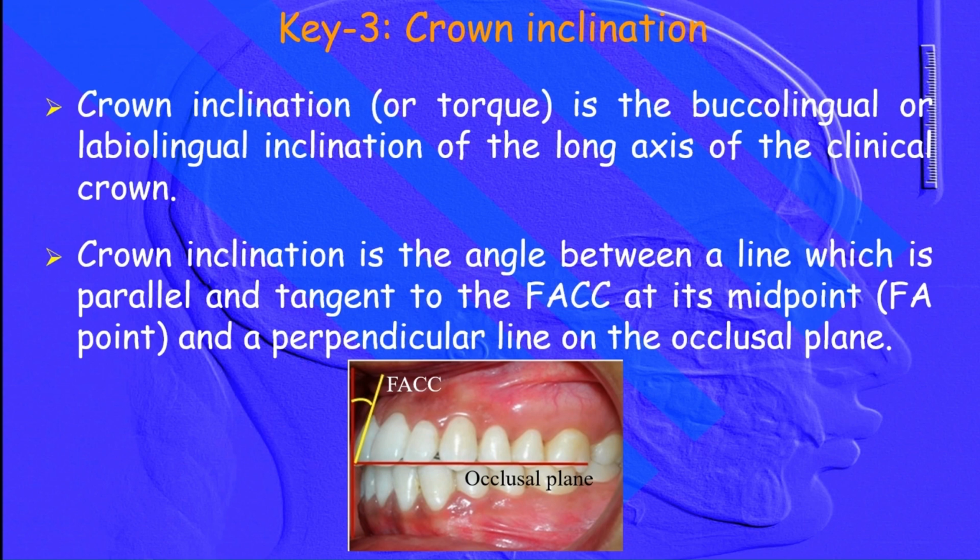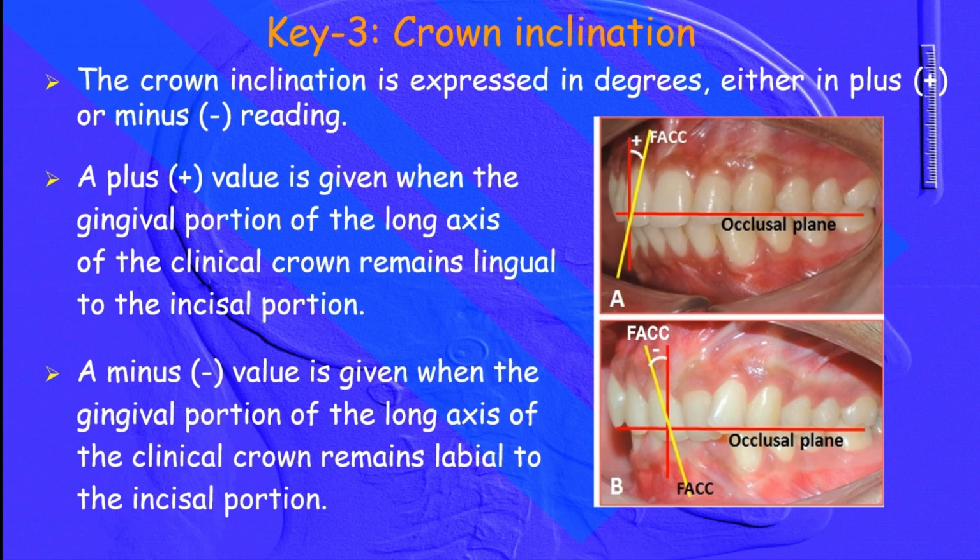As shown in the picture, crown inclination is the angle between a line that is parallel and tangent to the FACC at its midpoint, that is the facial axis point, and a perpendicular line on the occlusal plane. The crown inclination is expressed in degrees, either in plus or minus reading. A plus value is given when the gingival portion of the long axis of the clinical crown remains lingual to the incisal portion. A minus value is given when the gingival portion of the long axis of the clinical crown remains labial to the incisal portion.